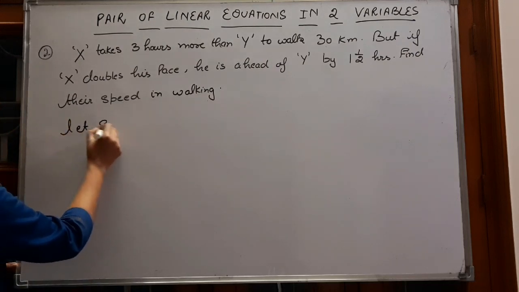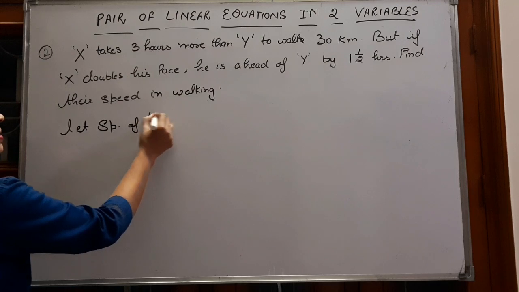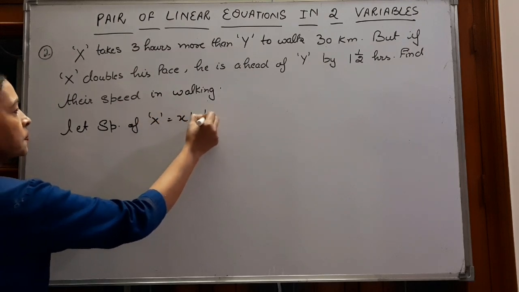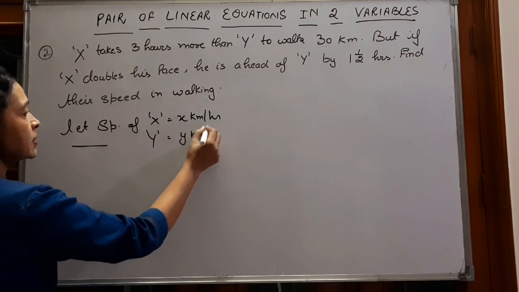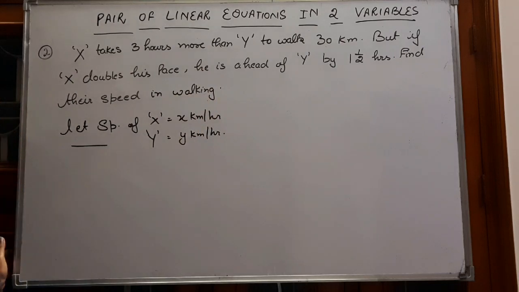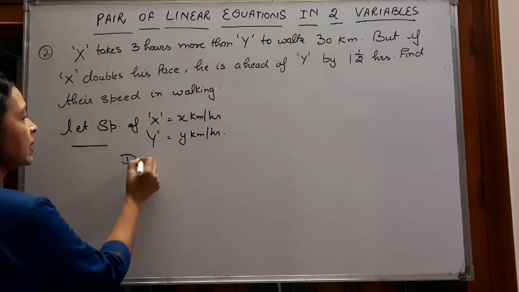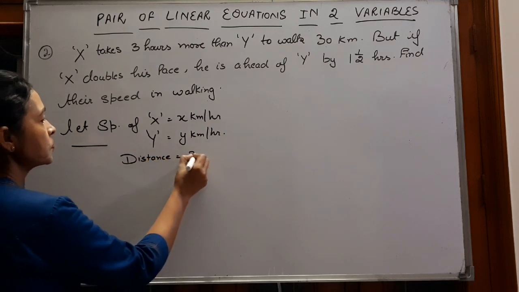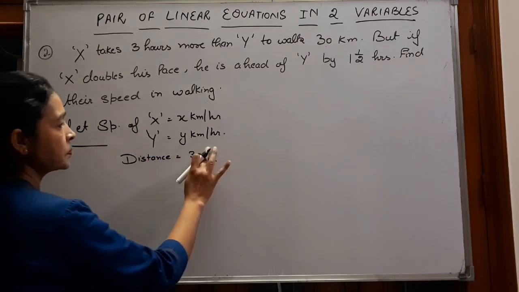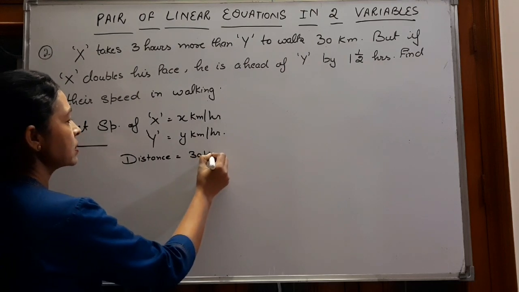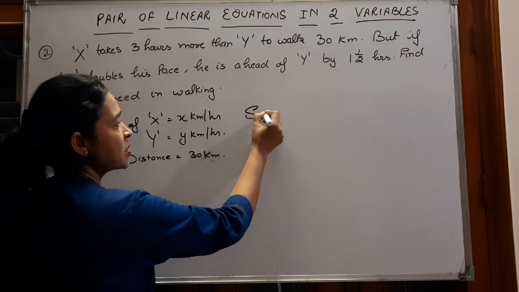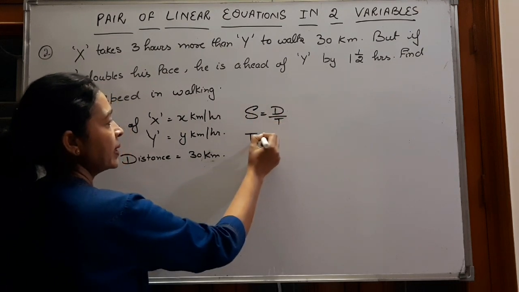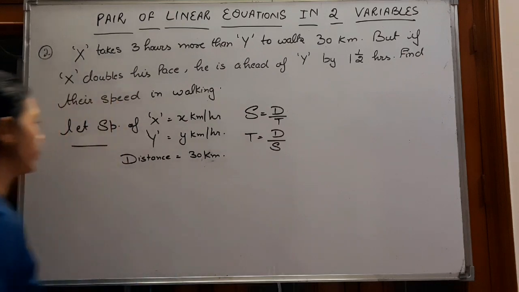Let speed of X is X kilometer per hour and the speed of Y is Y kilometer per hour. How much distance they cover? They walk for 30 kilometers. This is 30 kilometers. Now, X takes 3 hours more than Y. The time taken by X is 3 hours more. What is time? Speed is distance upon time and time is distance upon speed.